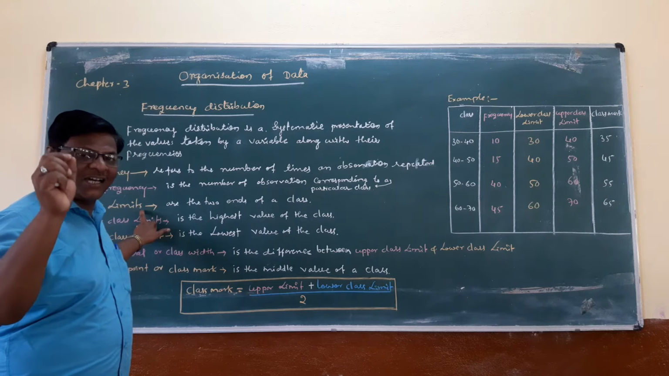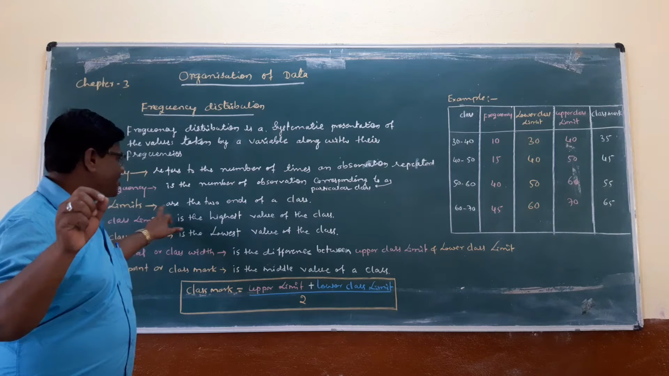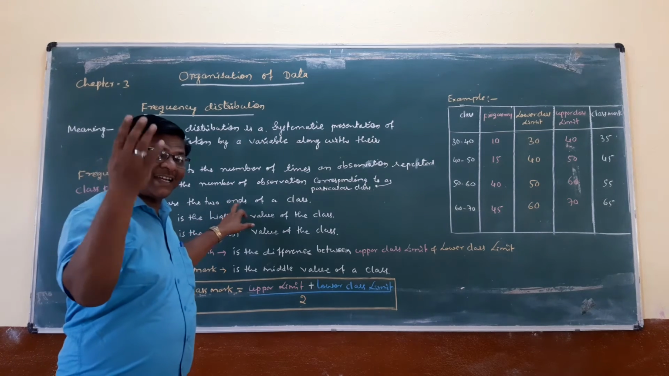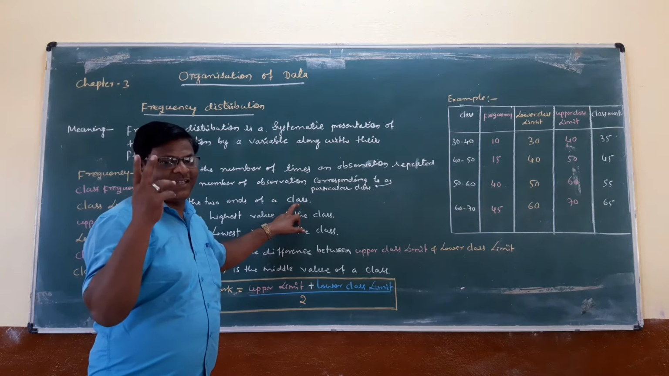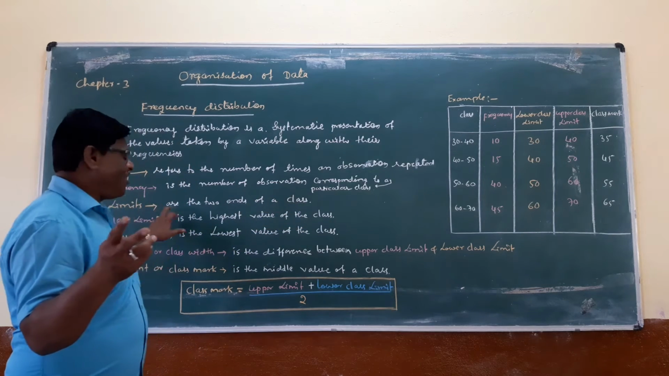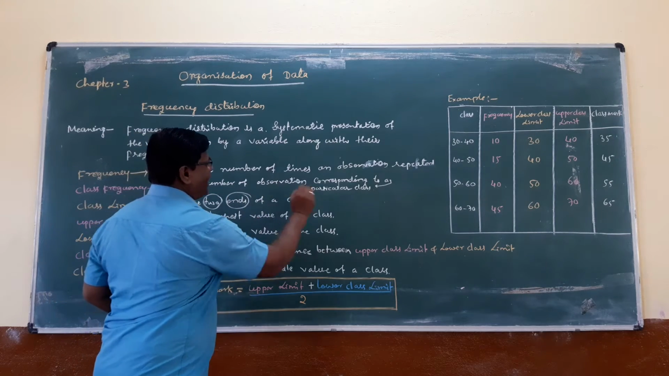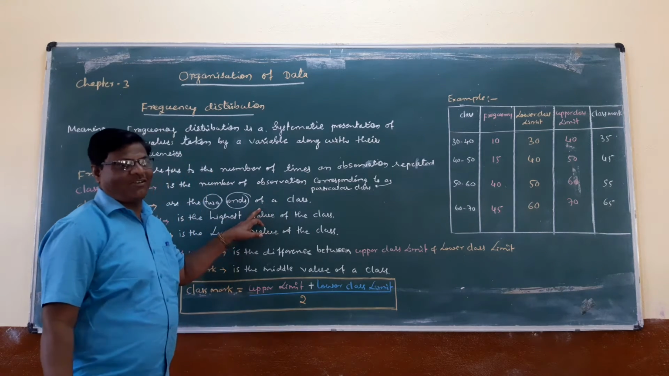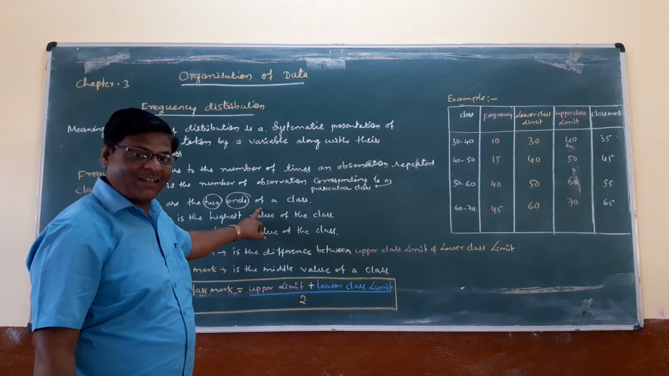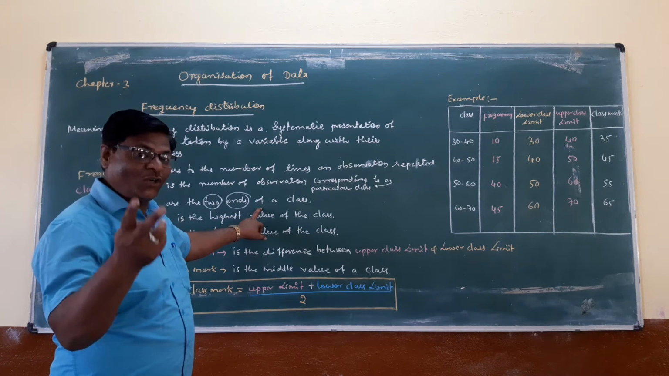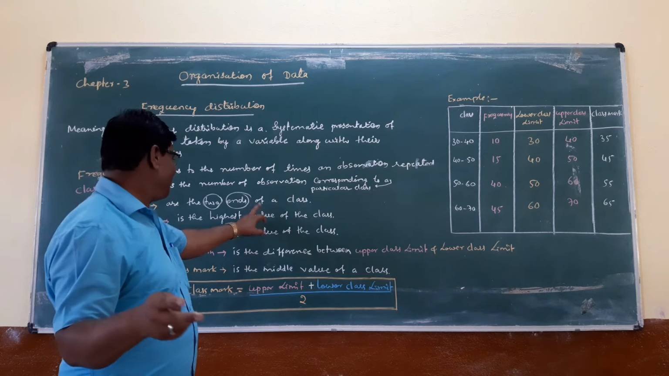And what are class limits? The class limits are the two ends of a class. Once again, class limits are the two ends of the class. It is called the class limits.